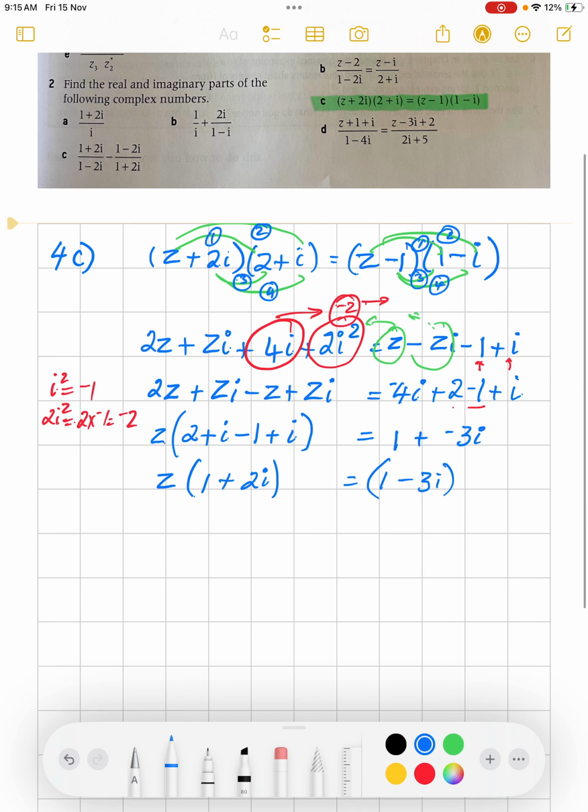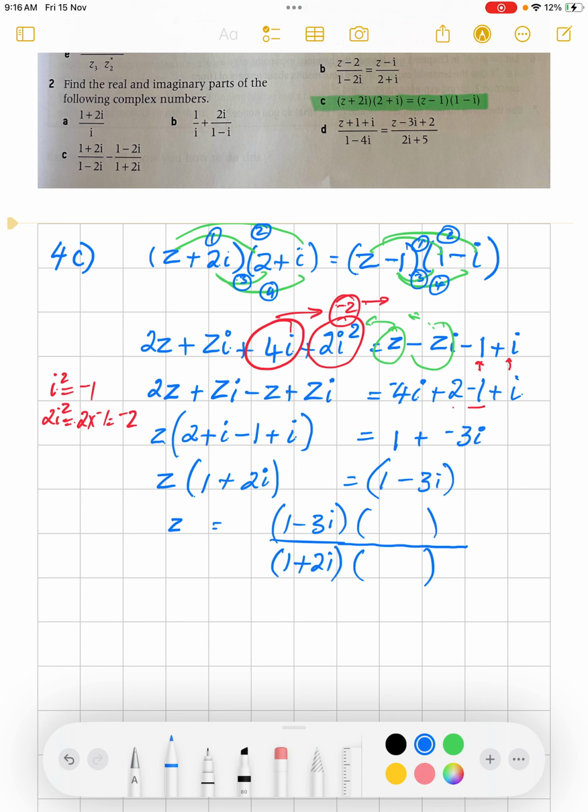All we need to do now is take that bracket across that's multiplied by the z and put it on the other side as a divide. So on the numerator we've got 1 minus 3i. Now on the denominator we've got 1 plus 2i. And this is where we multiply by the conjugate of the denominator. If the denominator has a plus, our conjugate has a minus, so 1 minus 2i over 1 minus 2i. That will get rid of our imaginary component on the denominator.